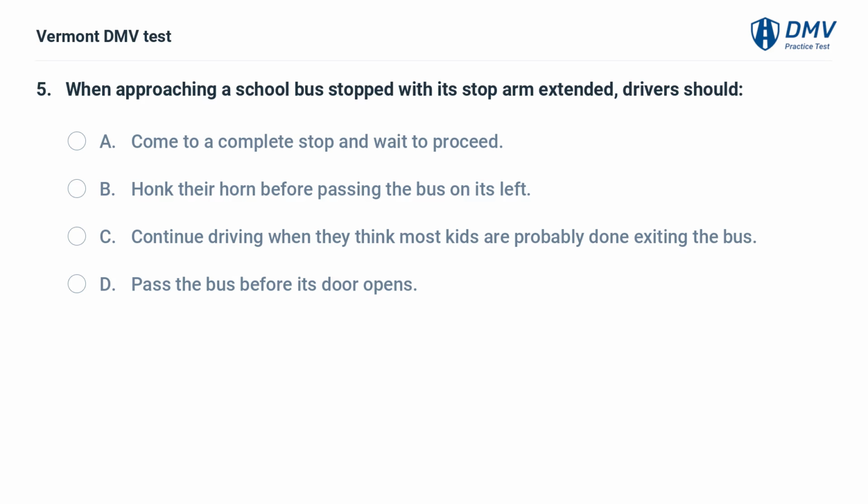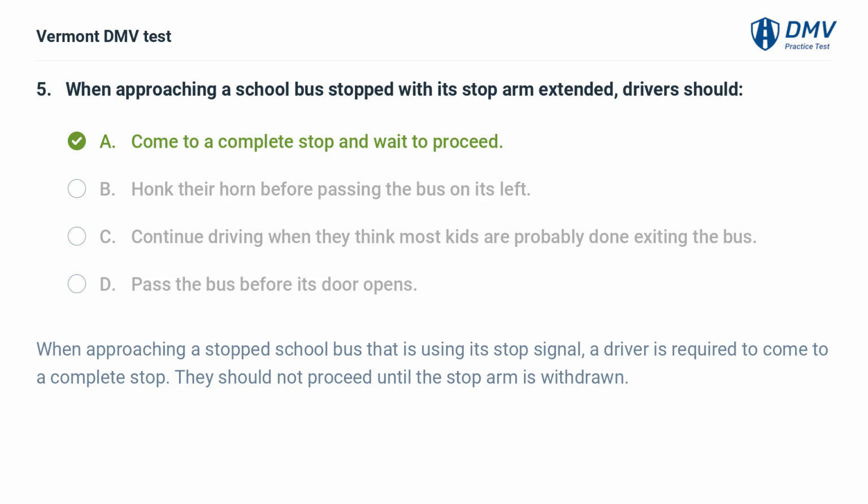When approaching a school bus stopped with its stop arm extended, drivers should A. Come to a complete stop and wait to proceed. B. Honk their horn before passing the bus on its left. C. Continue driving when they think most kids are probably done exiting the bus. D. Pass the bus before its door opens. A. Come to a complete stop and wait to proceed.